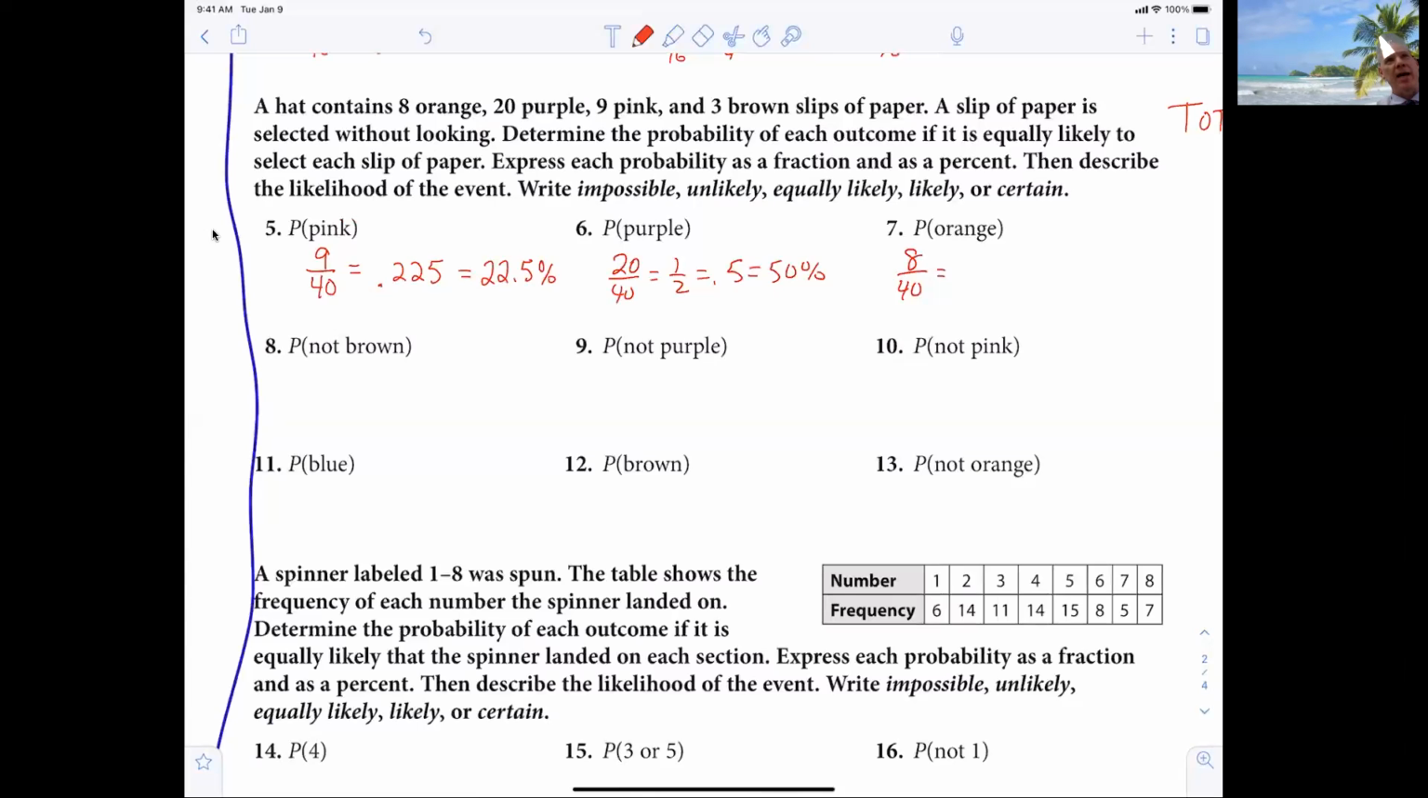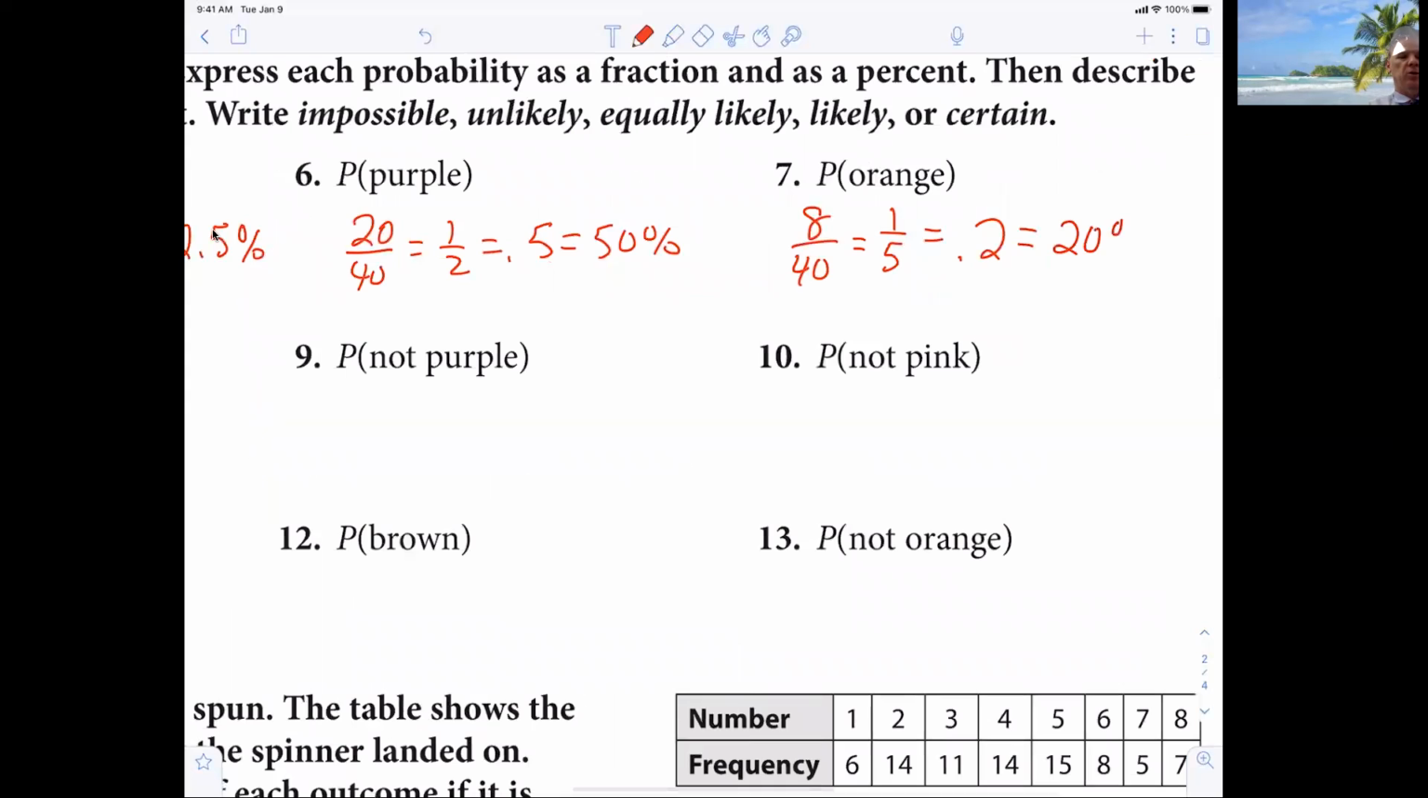And then reduce that to 1/5. So 1/5 is what decimal? 0.2, which is what percentage? 20%. Now, Luca, I'm giving you a hard time.